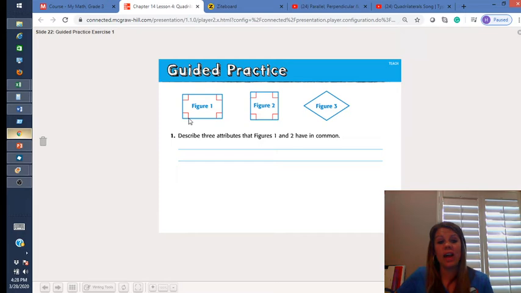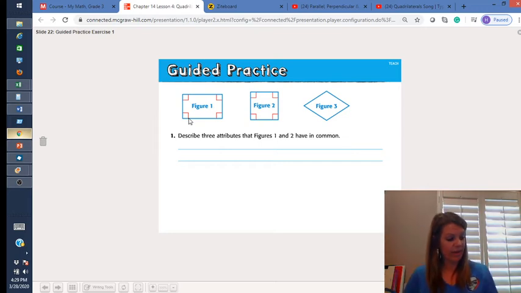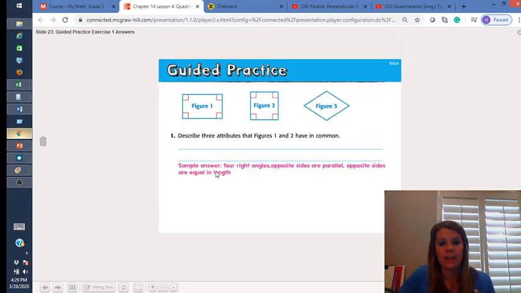They also have 2 sets of parallel lines, right? The top and the bottom are parallel, and the 2 sides are parallel. What else? They have 2 sides that are equal in length. Like these 2 are equal in length, and these 2 are equal in length. So 2 pairs of sides, I guess you would say. So 4 right angles, opposite sides are parallel, and opposite sides are equal in length.